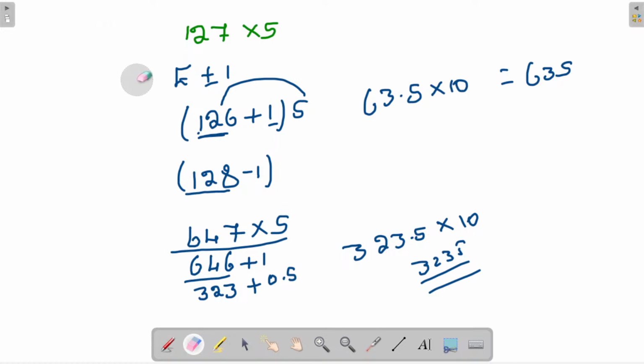Next, application of 5. Next heading is application of 5. I'll give one small question. It is one of the RRB exam questions. Try to solve this question.